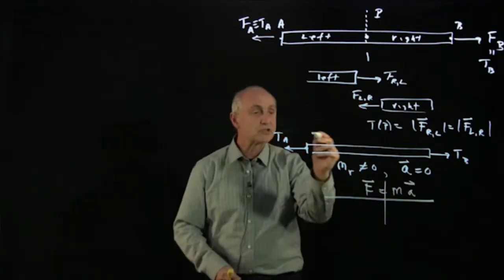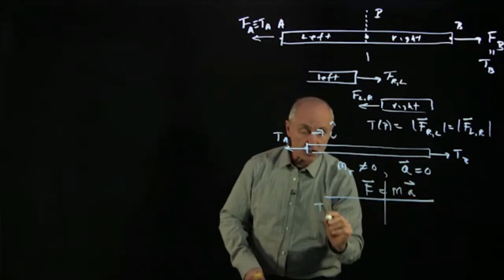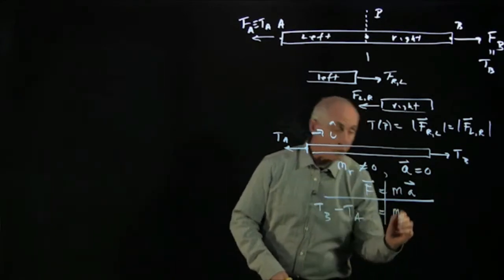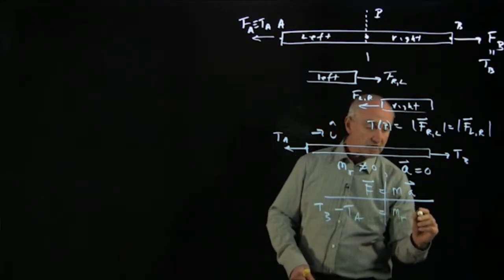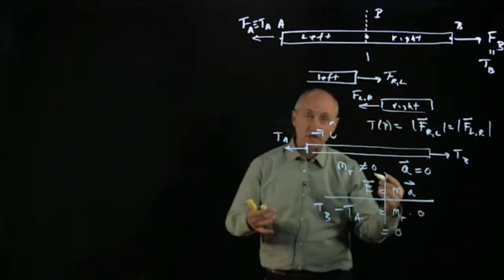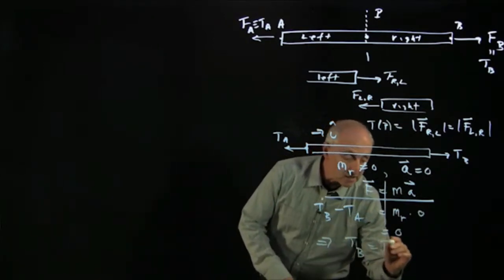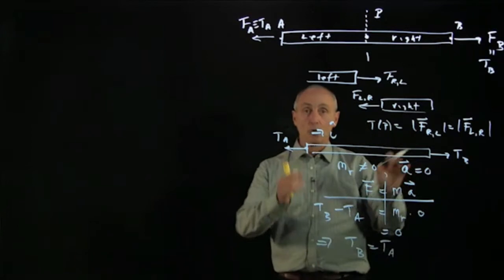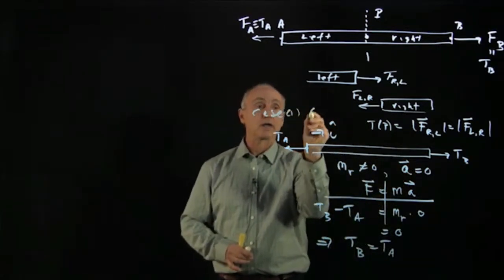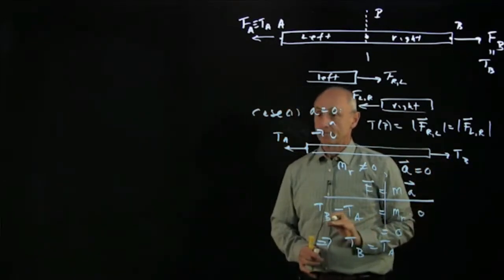Let's arbitrarily call that our positive direction. We see by vector decomposition that we have TB minus TA equals the mass of the rope times its acceleration. But because the acceleration of the rope is 0, this side is 0, and we can use Newton's second law to conclude that the tension in the rope is uniform when the rope is not accelerating. This is what we'll call case 1, a equals 0: tension in the rope is uniform.